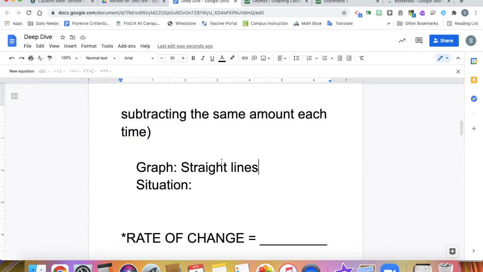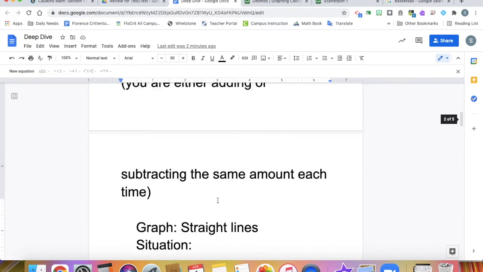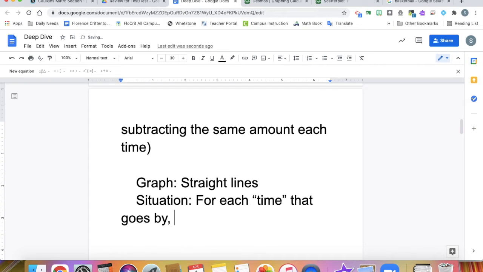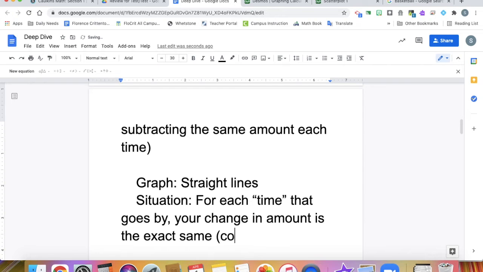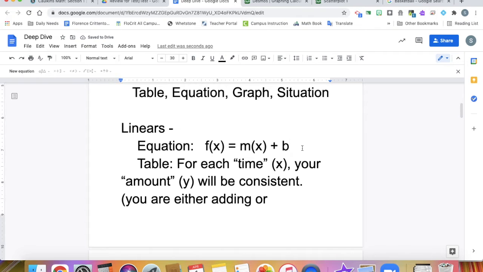So in math, you're gonna learn about all of them, but linear specifically makes straight lines. And in a situation, you know it's a linear situation if, and it's the same thing like the table, for each time that you do something, or that goes by, your change in amount, like how much you have or how much the situation has, is the exact same. And another word for the exact same is consistent. So this is specifically what makes something linear.